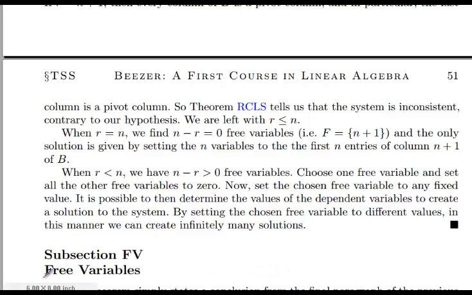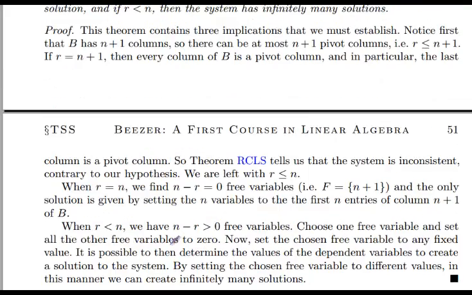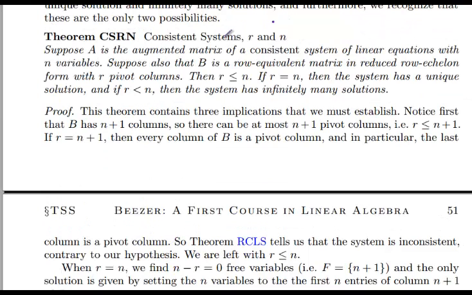Okay, this subsection talks about free variables. So we're going to focus on consistent systems that have more than one solution. Now, if you go back to this theorem that we just proved, if R, the number of pivot columns, is equal to n, the number of columns in the coefficient matrix, not including the last column, then the system has a unique solution, not multiple solutions.